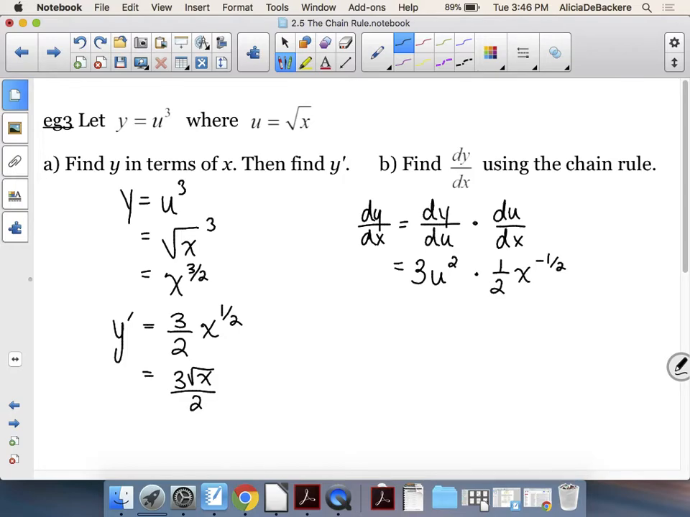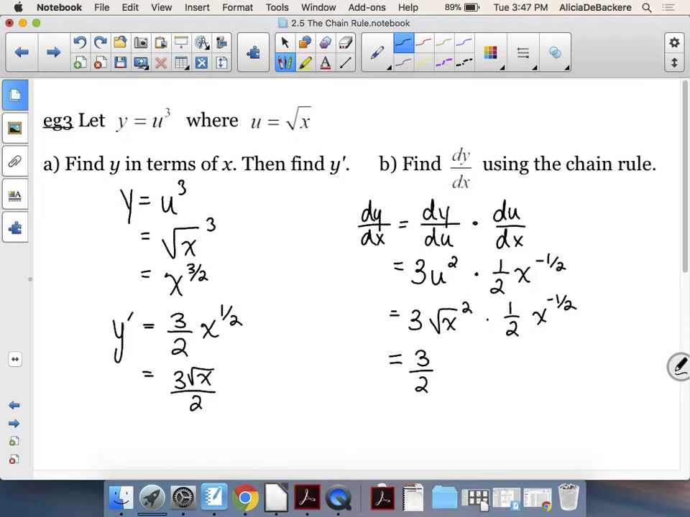Now to clean this up, I'm going to replace the u with u is equal to the square root of x. So I've got everything in terms of x. So I've got 3 times the square root of x squared times 1/2 times x to the negative 1/2. And now I'm just going to clean this up. So I'm going to bring the coefficients out front. 3 times 1/2 is 3/2.